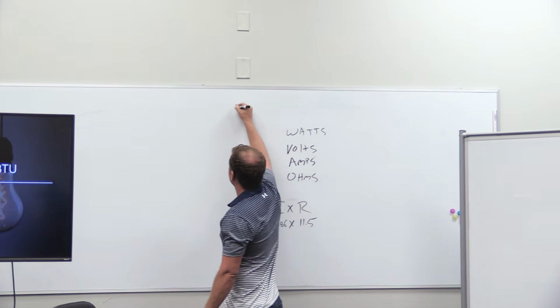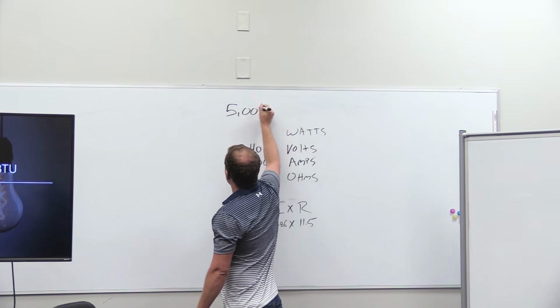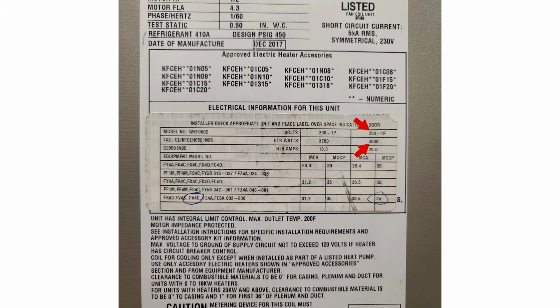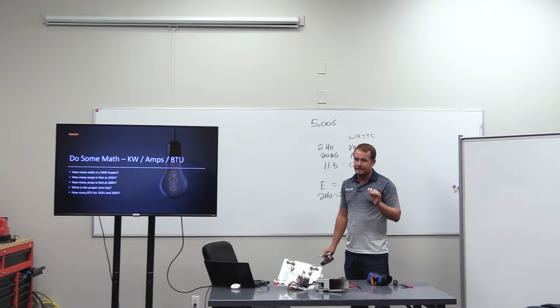5,006. So now we have a 5K heater. Before, did we have a 5K heater? At 230, it was 4,600. Now, at 240, it's over 5,000. So it's actually not an insignificant difference.